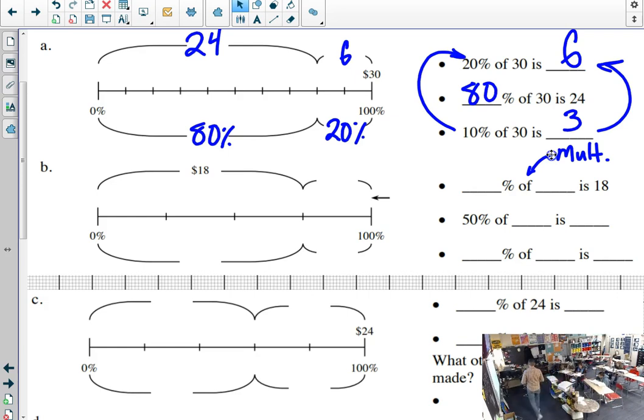If the line is broken up into 4 sections, then Annika, what is one section worth? Yeah, 25%. If the line is broken up into 5 portions, what is one worth there, Eleanor? 20%. So be careful. These are different from each other.